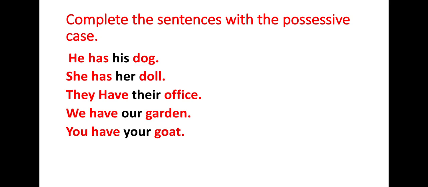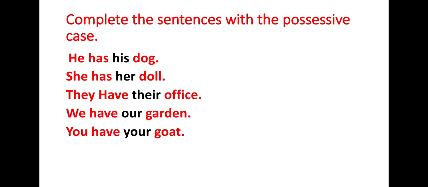Complete the sentences with the possessive case. हम लोगों ने sentences को complete करना है possessive case के साथ, जैसे possessive mean मलकियत. He has his dog. He के लिए his, लड़के के लिए इस्तेमाल होता है. वो अपना dog रखता है. She के लिए her इस्तेमाल होगा. She has her doll, अपनी गुड़िया रखती है.